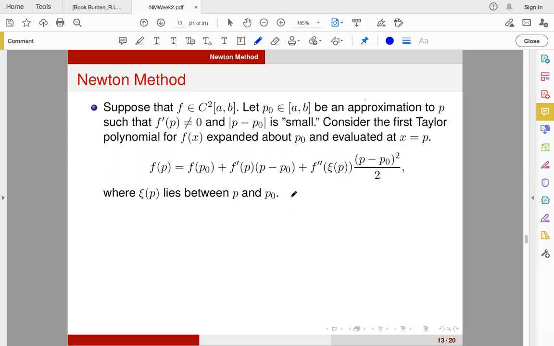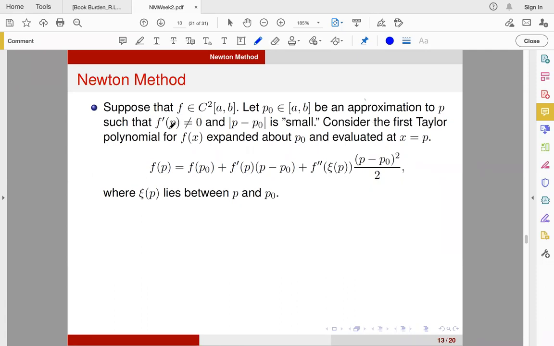Okay, let's see. Let p0 be in the interval a to b, an approximation to p such that f'(p) is not 0, and the difference between p and p0 is really, really small. This value p is the point that we want to find, and p0 is the guess point, the guessing point or the starting point.